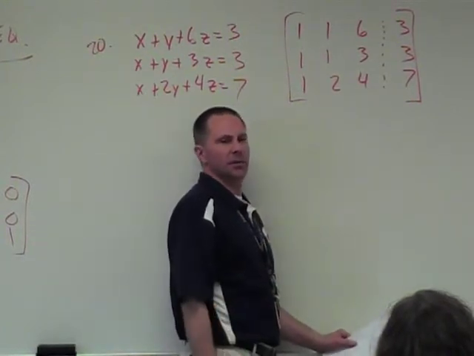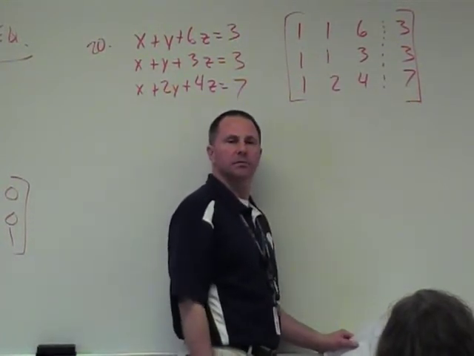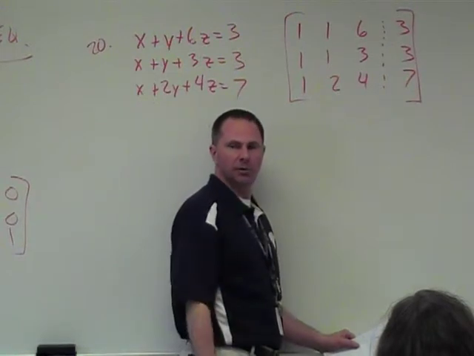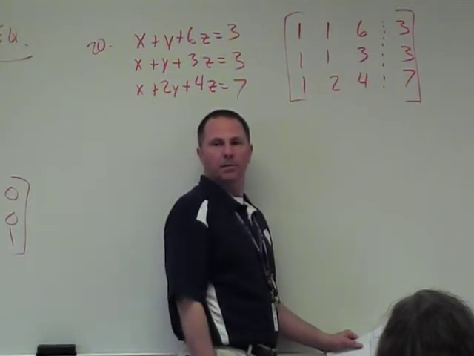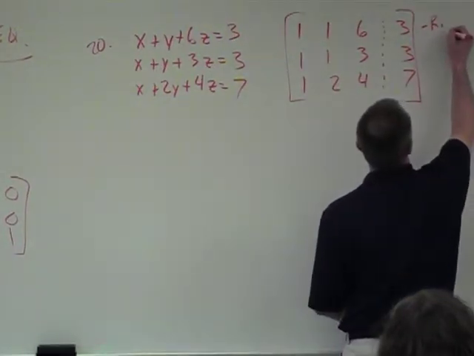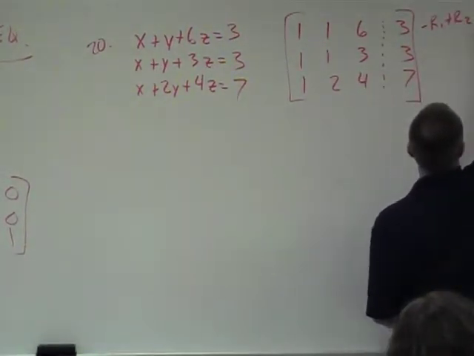So I want somebody to tell me what to do. How do we begin? What did you do yesterday? Eliminate the x's. Start. Tell me what to do. Times row 1 by negative 1. Add it to row 2, and add it to row 2.